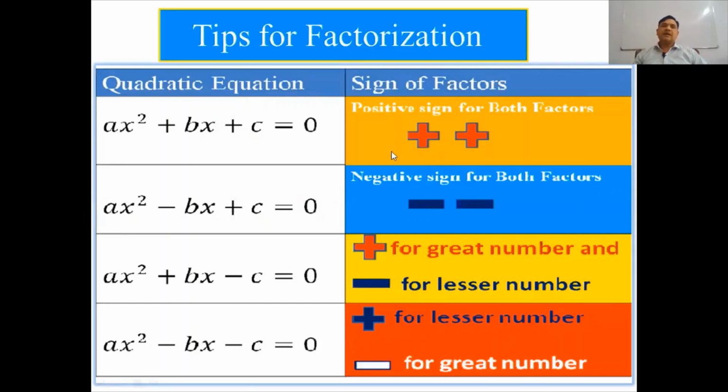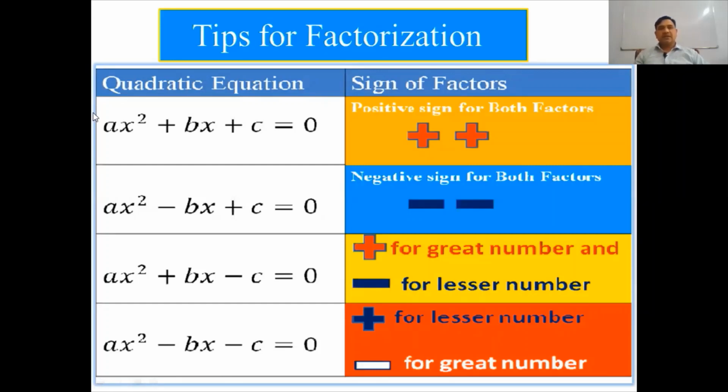When we multiply the coefficient of x square with the constant term c, we find ac. Then we have to look for the two numbers r and s such that when we multiply them, we find ac, and when we add them, we find b. Now we have to decide which signs these factors will take.